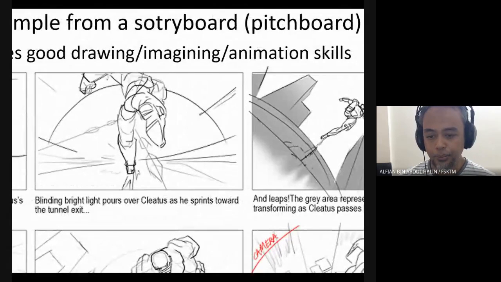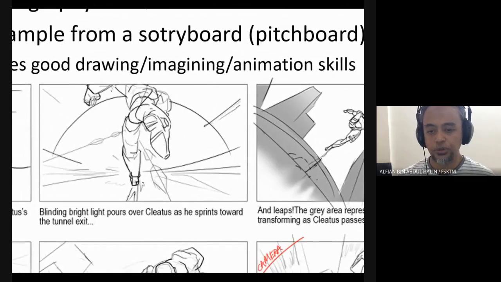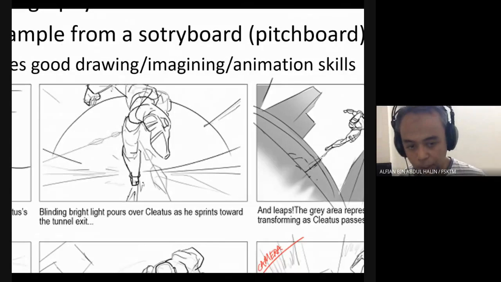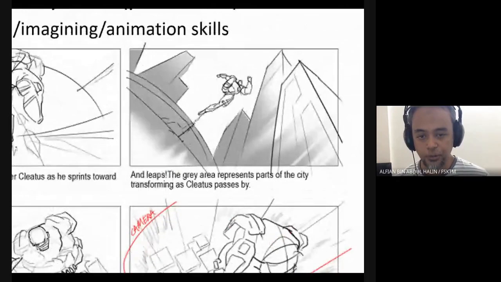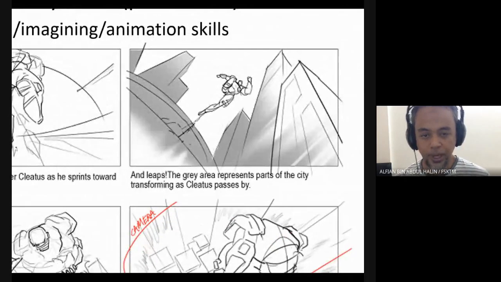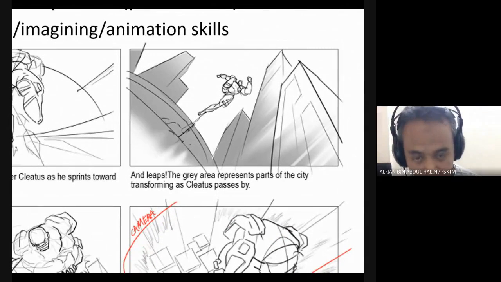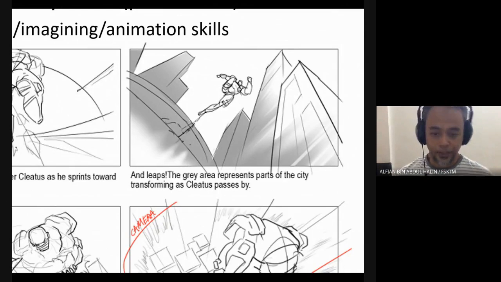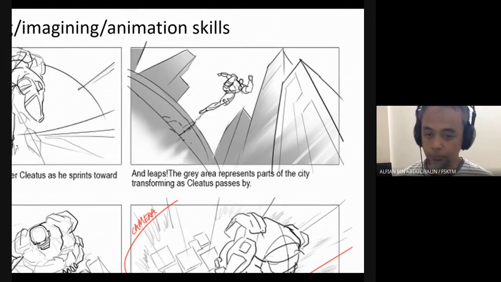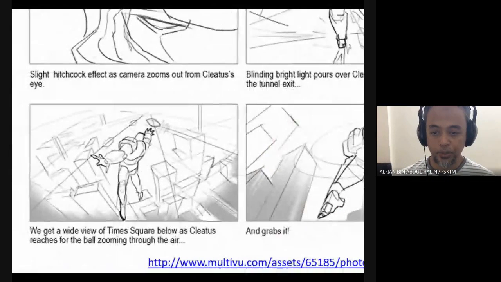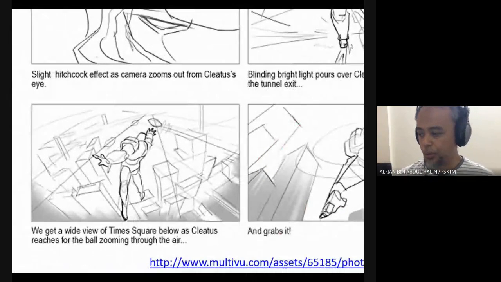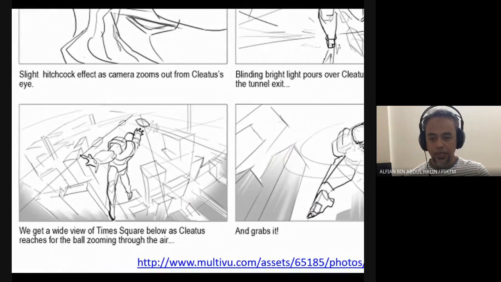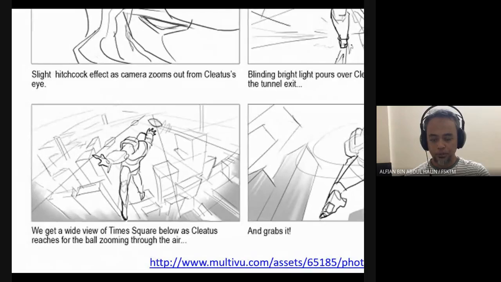Blinding bright light pours over Cletus as he sprints towards the tunnel exit. So you see the angle is from the back. And this one, the angle is from the bottom because it's jumping. So you want to have that effect of the perspective of the buildings going up to show that it's a high place. And this guy is able to jump at this high place. So he must have some form of superpower, I don't know.